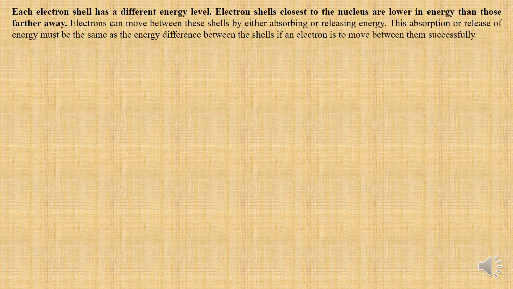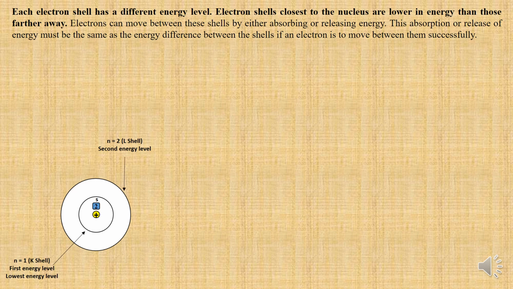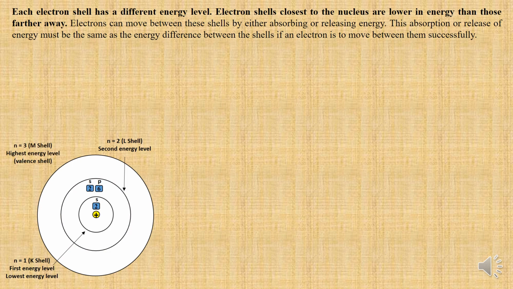Each electron shell has a different energy level. Electron shells closest to the nucleus are lower in energy than those farther away. And electrons can move between these shells by either absorbing or releasing energy. This is a different topic altogether, and this will be discussed in detail in my forthcoming tutoring session under the topic flame photometry or flame emission spectroscopy.